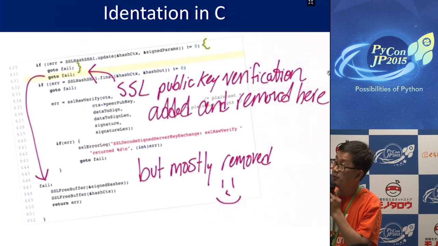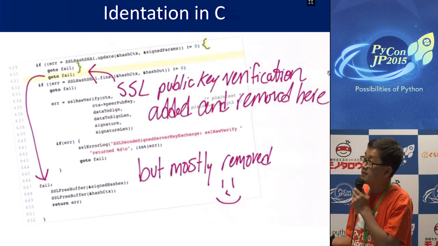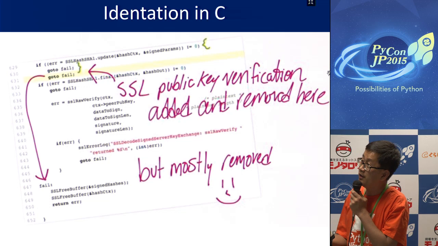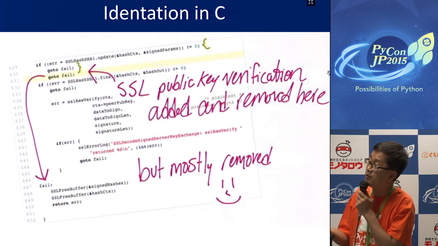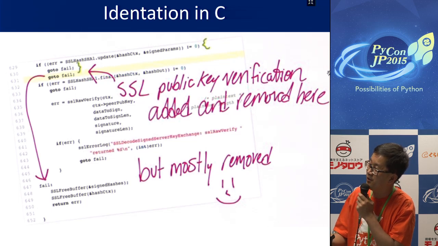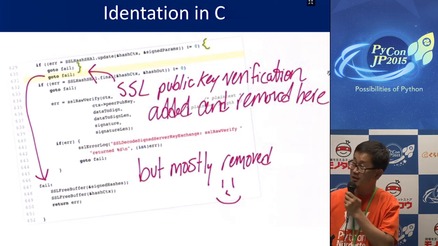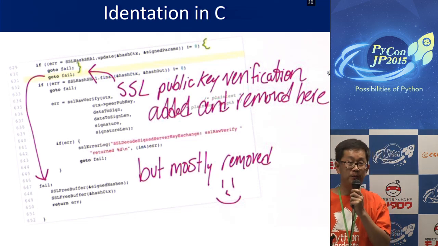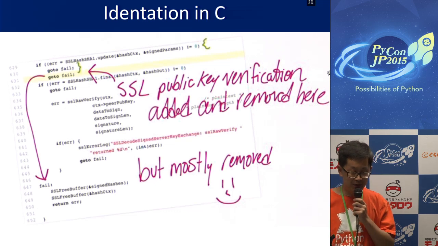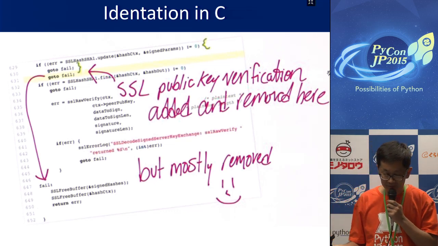And Apple, last year, had a good example of flaws in a language without indentation in its syntax. Go to fail, no brackets, go to fail. It's crazy because this code was in the Apple SSL security flaw.